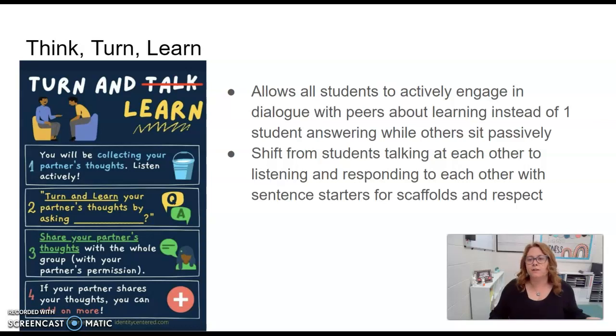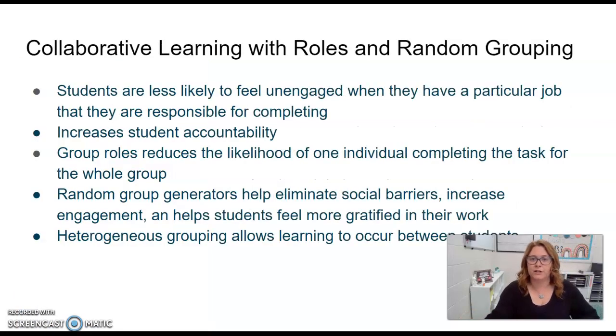Next is think, turn, and learn. This is a strategy Jackie Fox has also talked about in math. And what is really nice about this strategy is that unlike think, pair, share, where students are basically talking at each other, so here's a student, they say what they want to say to this student, says what they want to say to this student, but there's not really a lot of interaction. With turn and learn, students are listening to each other and responding to each other, and sentence starters and scaffolds can really help when teaching students how to turn and learn.